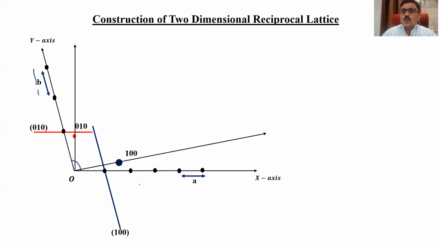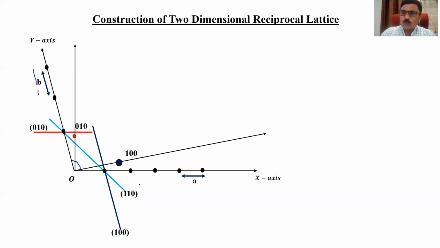Now I will consider the 110 plane, means the crystal plane making intercepts along the a and b axes, and it is parallel to the c-axis. So that plane will be like this. That plane makes the intercept 1a along the x-axis and 1b along the y-axis. And if you calculate the Miller indices, they will be 1, 1, 0. Hence, it is called the 110 plane in the direct lattice.